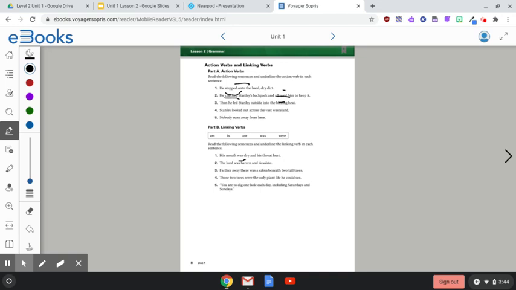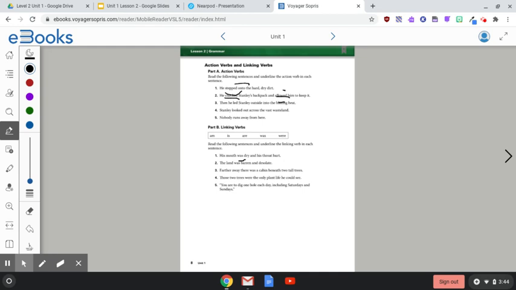I may not be finished with this sentence because of the and. I keep reading and find another noun, throat. Did it do anything? Yes, it hurt. That shows action, so it is not a linking verb and I will not underline it.